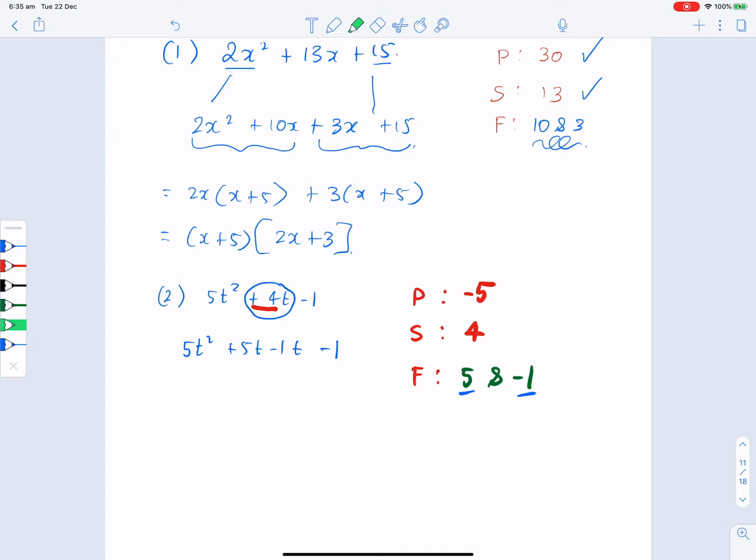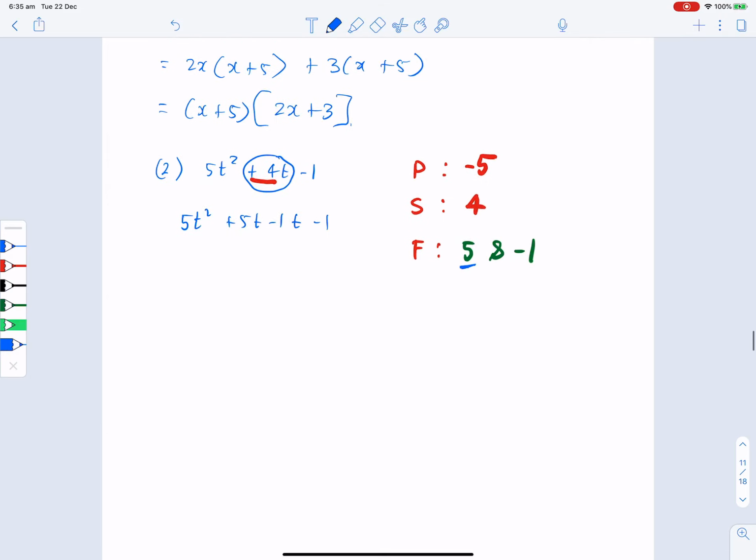So what we've in fact done here, we've taken the 4t and rewritten it as 5t minus 1t. And we haven't touched the 5t squared or the minus 1. That's what you do in these questions. So now what you're going to do, put that back. Now we're going to do grouping in pairs.